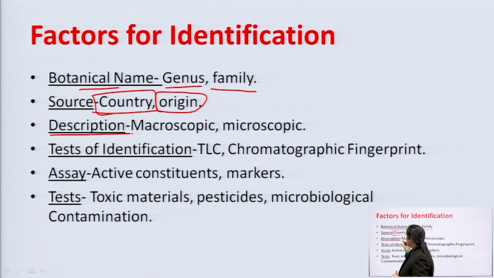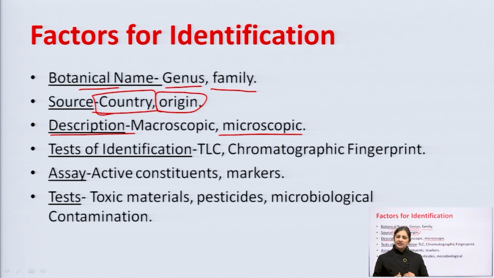What about the description? Macroscopically, how does it look? What is the size? What is the shape? What is the color? What is the surface? These come under the macroscopic features. And the microscopic characteristics tell what the types of the cells are. How are the guard cells? Are the stomata on the top or the bottom? How is the epidermal layer? So all that comes under factors for the identification.